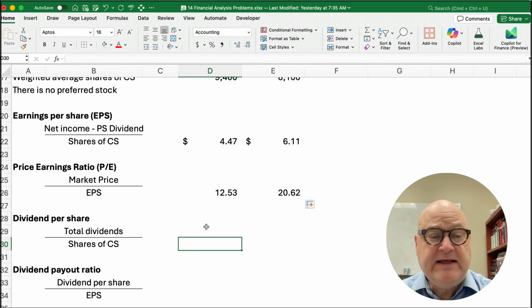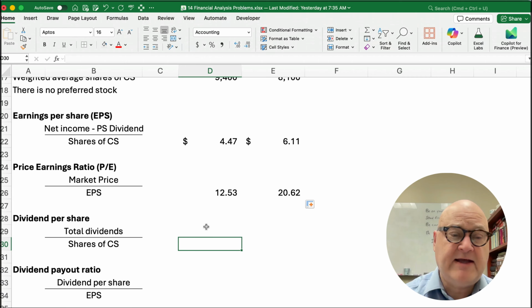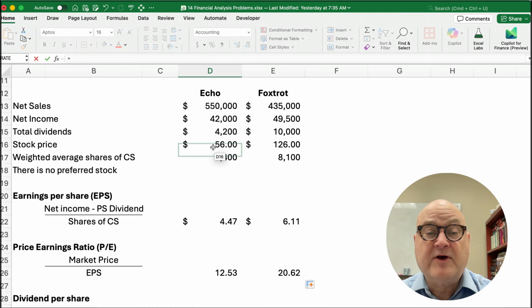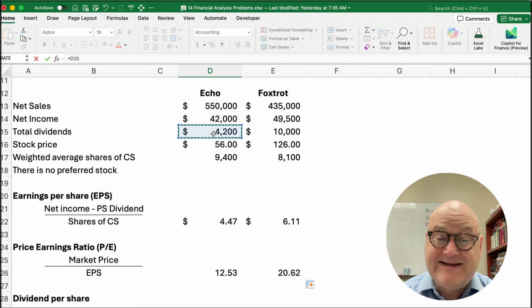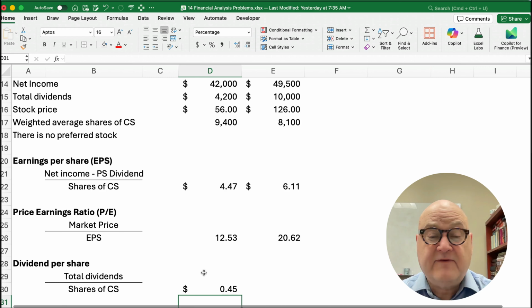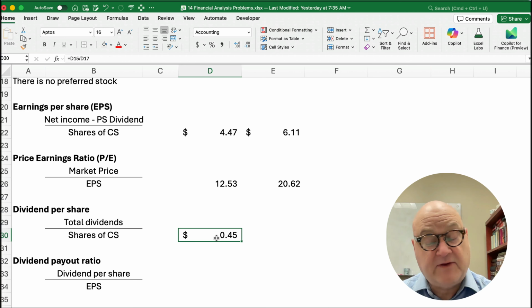The next one is dividends per share. A lot of times it's just given; we can find that information on an online financial website, or the company would say it. But if we have this information, we can back into the dividends per share: total dividends divided by the number of shares of stock. Our total dividends is $4,200 divided by the number of shares, so it's 45 cents. The company declared a 45-cent dividend per share.